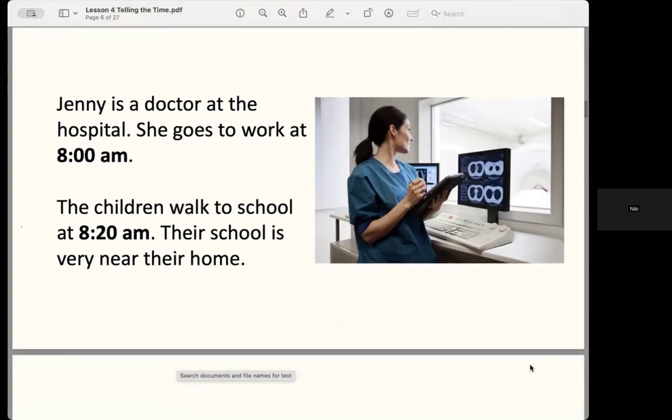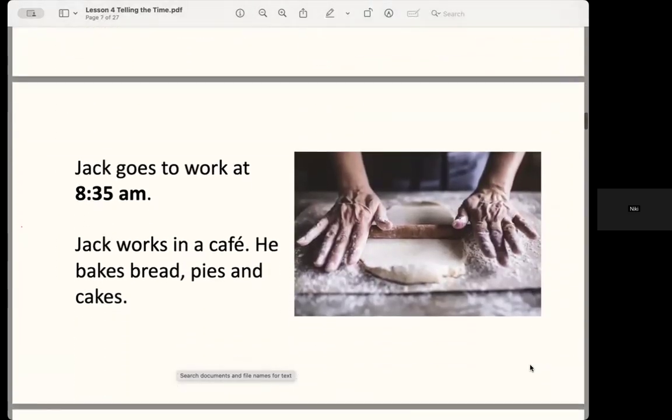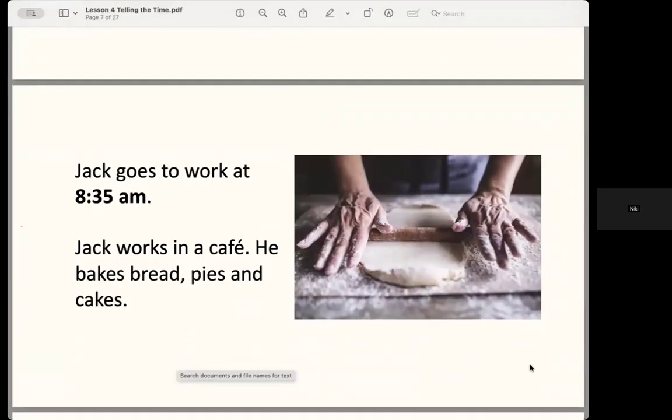Thank you. Nice reading. Okay, next one. Gulsun Pashtunia. Are you here, Gulsun? Hi, teacher. How are you? Hi, Gulsun. Can you read for us? Yes, teacher, sure. Jack goes to work at 8:35 a.m. Jack works in a coffee shop. He bakes bread, pie, and cakes.